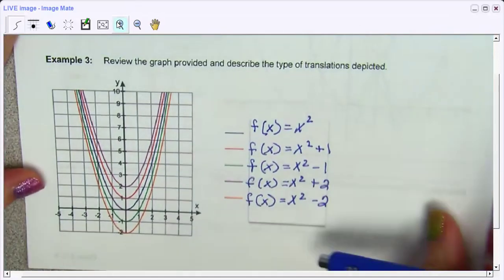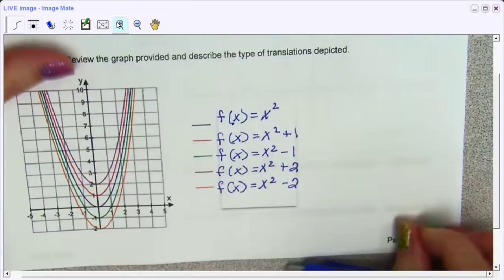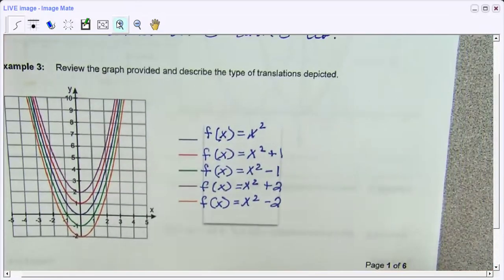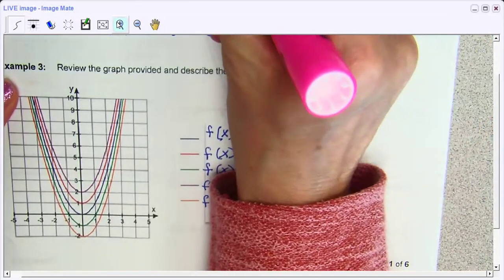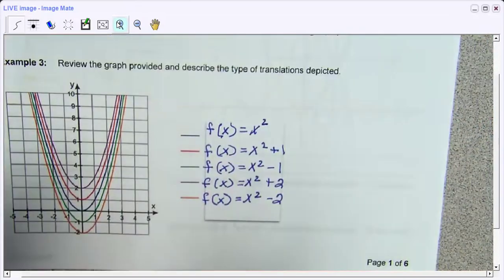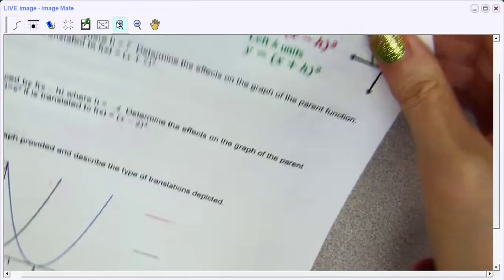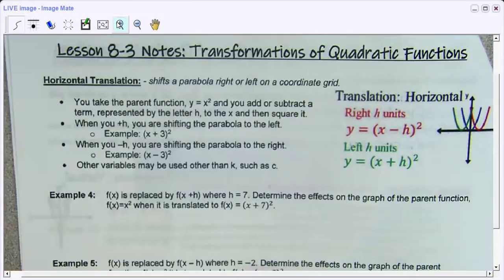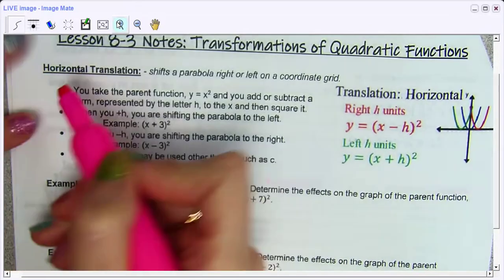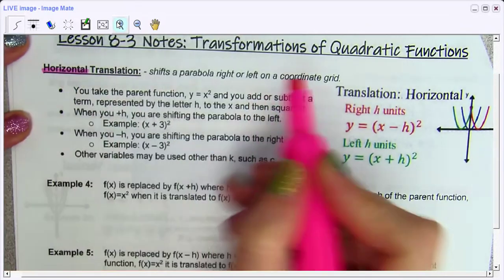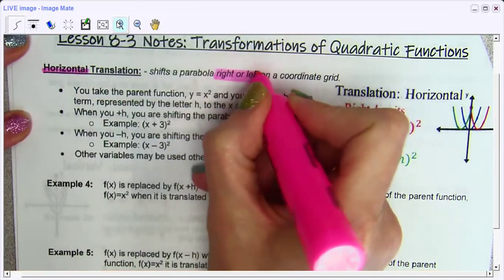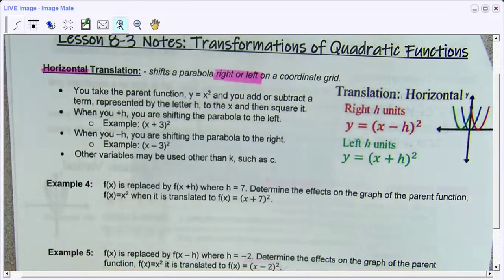All right, let's go ahead and go to page 2. Moving to the back. Now we're going to do horizontal translations. So a horizontal translation would be shifting a parabola right or left.